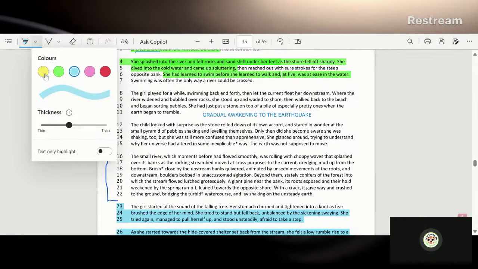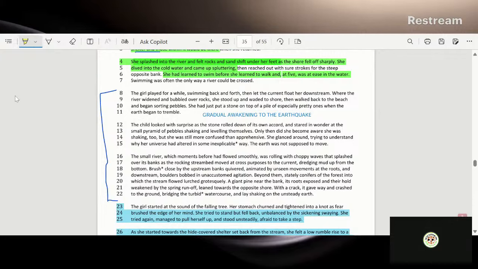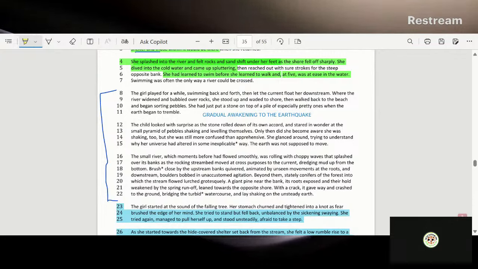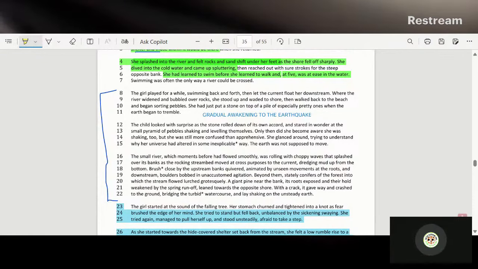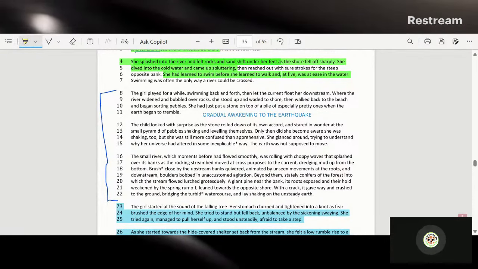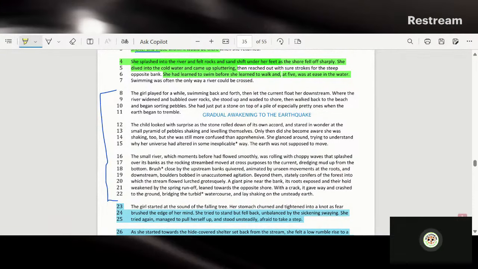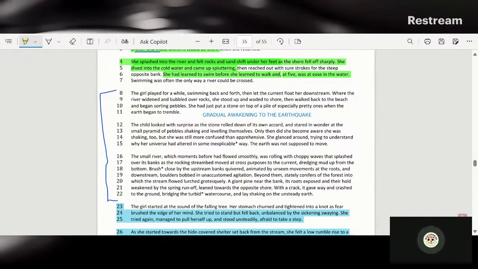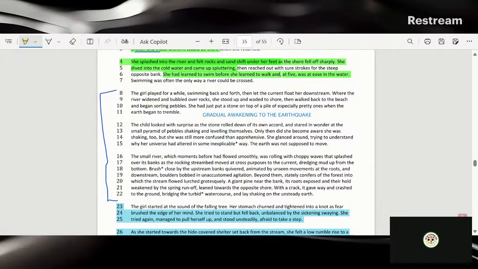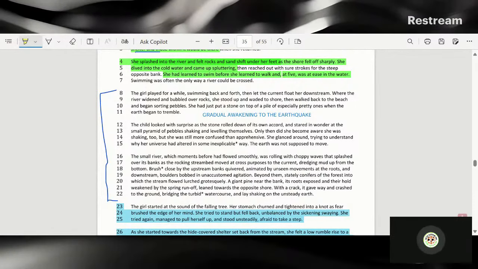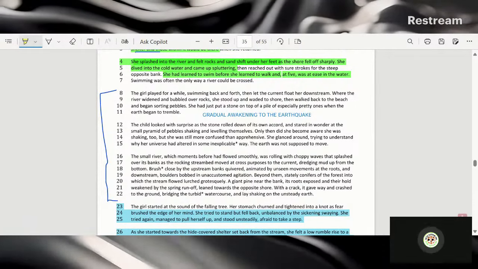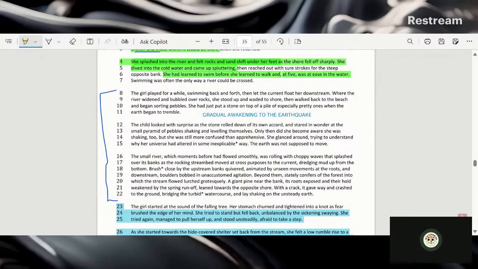So what can we see here? Stared in wonder at the small pyramid of pebbles shaking and leveling themselves. Remember, we're looking for structural points here to highlight, i.e. how the text is structured. So what else can we say? She glanced around, trying to understand why her universe had altered in some inexplicable way. The earth was not supposed to move.